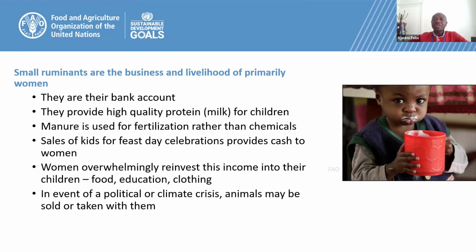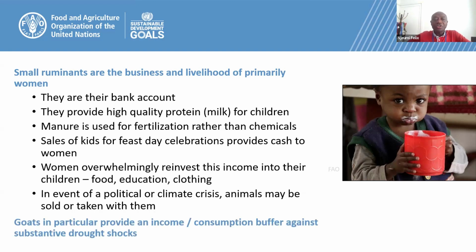Women overwhelmingly reinvest their income into their children for food, education, and clothing. In the event of a political or climate crisis, animals may be sold or taken with them. Therefore, when we are talking about migration, they migrate with their small ruminants because it is really easier to bring your small ruminants with you compared to cattle or camels. Goats in particular provide an income or consumption buffer against substantive drought shock.